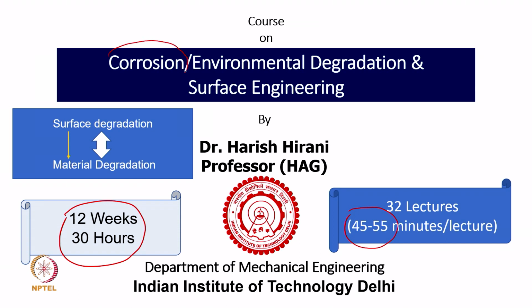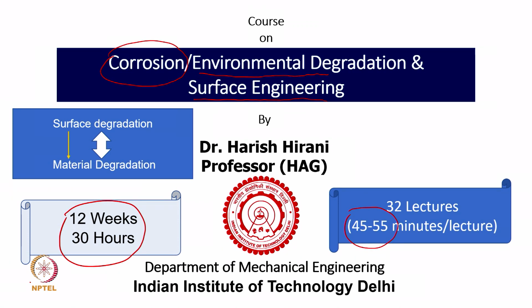A major term here, you can see, is corrosion. Why corrosion is so important for surface degradation is important to understand. Then another one is environmental degradation. Is there any relation between environmental degradation and corrosion? And one more term is surface engineering. Is it really giving another kind of failure or is it a remedy? We will be concentrating on these kinds of topics in this course.